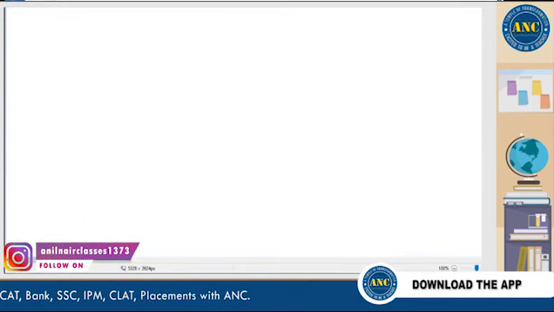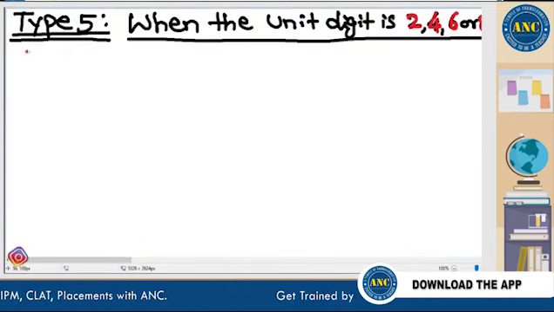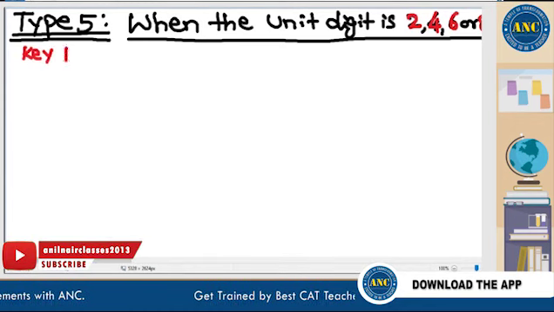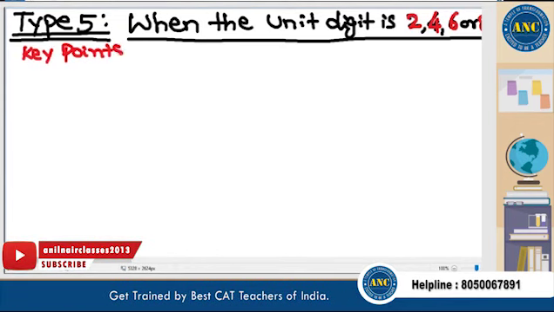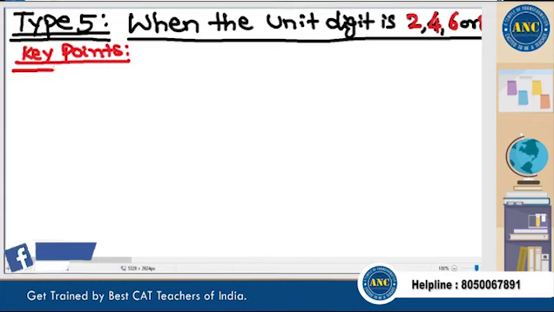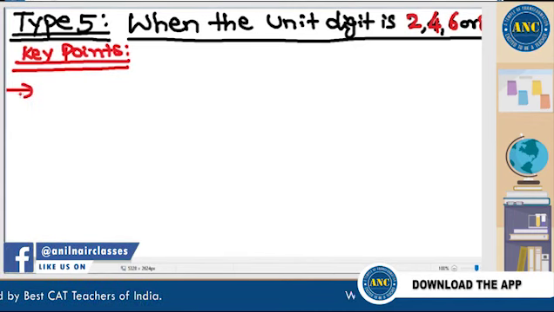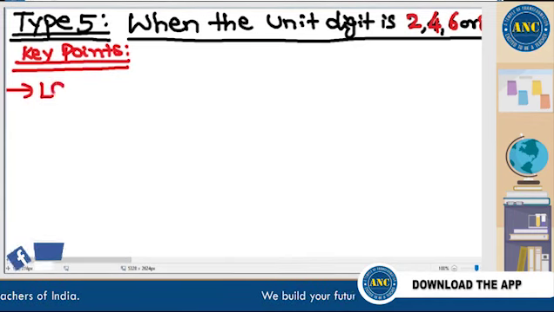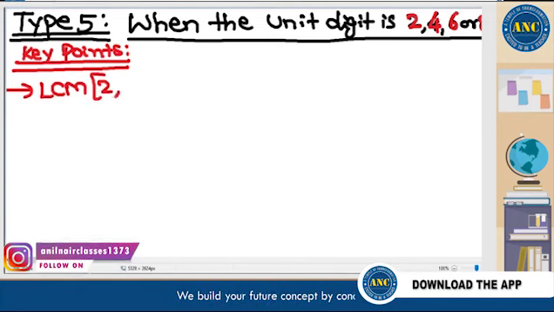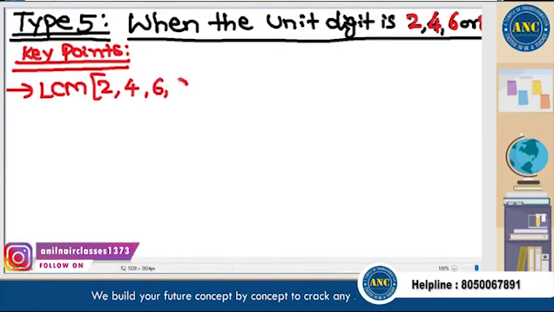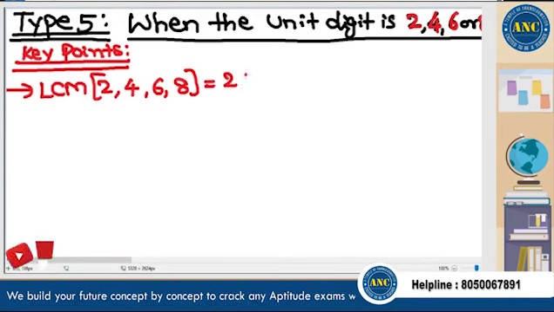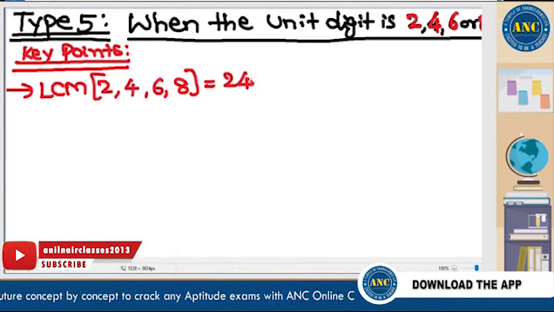That means instead of separately studying 2, 4, 6, 8, let us combine all these numbers and let us solve some questions in the easiest way possible. That means LCM of these 4 numbers 2, 4, 6, 8 is 24, right? LCM of 2, 4, 6, 8 is 24.